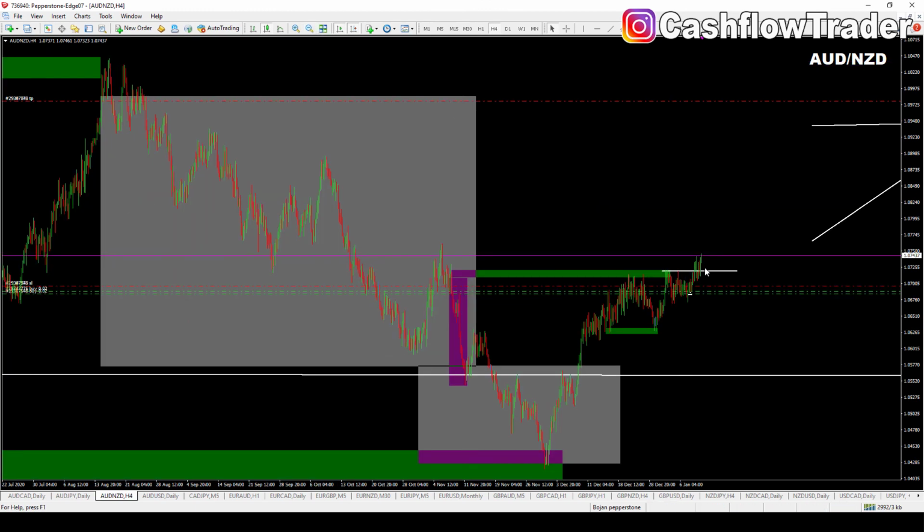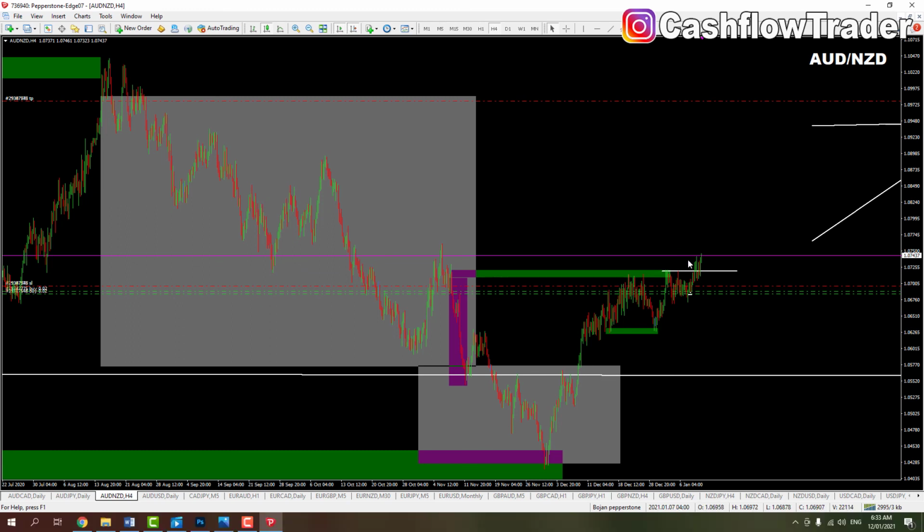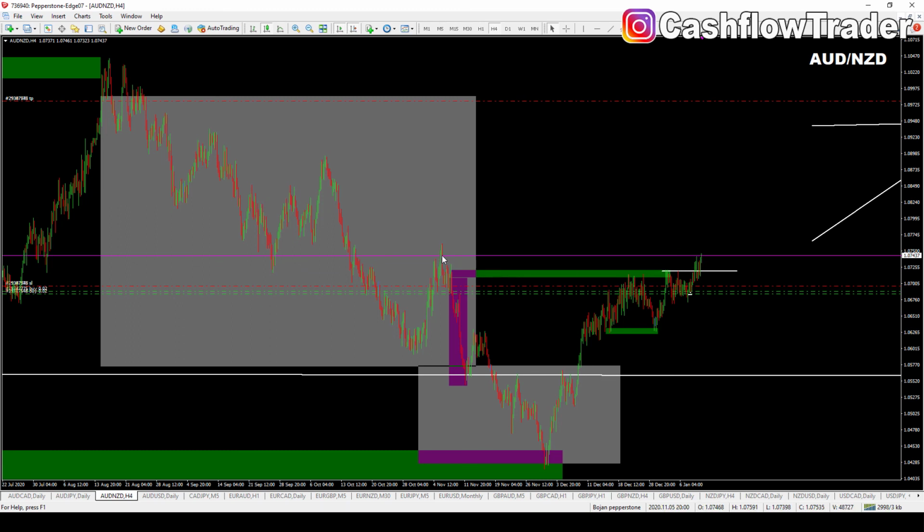So this is the 4-hour chart. We are breaching this point here. Then around these levels here we're going to have a bit of a struggle, I would say, and then we can reach these heights here.